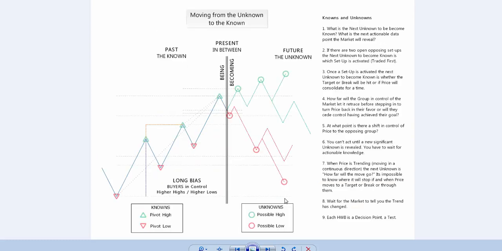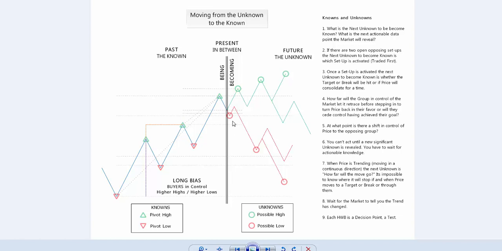Let's move here onto our moving from the known to the unknown. This is an important concept to understand. And when we're talking about knowns and unknowns, what we're talking about here is what has already happened. This is being. It has already happened. We can see a series of measured move longs. Knowing what has happened in the past here and where we're going from the known to the unknown is an important distinction to make.